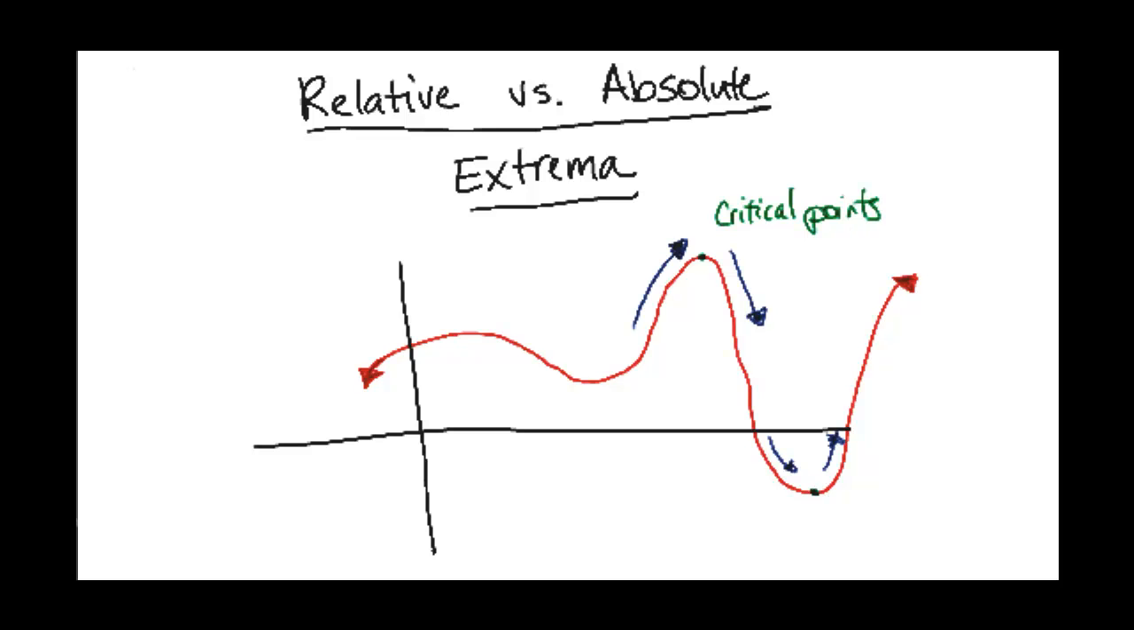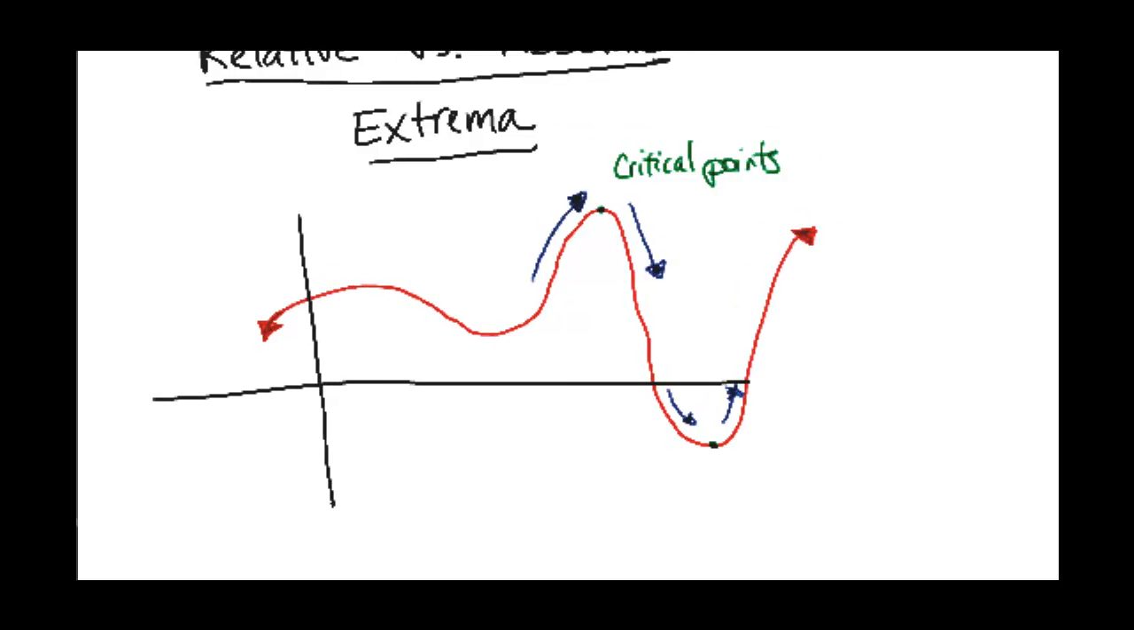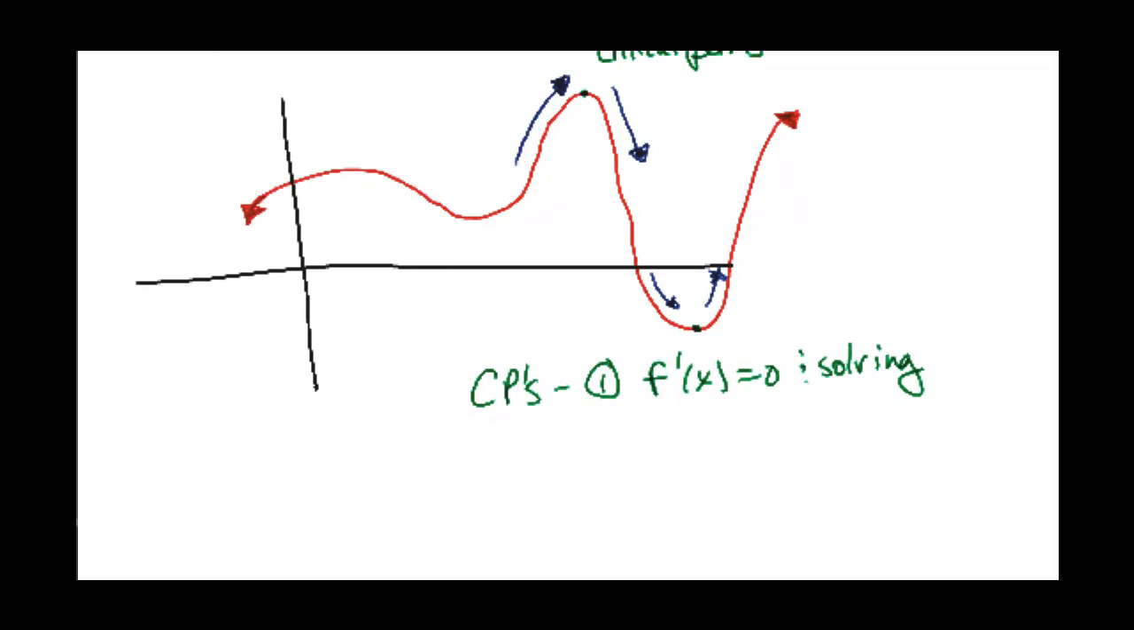And you find your critical points a couple of ways. This is both for relative and absolute extrema. One way is by finding the first derivative and then setting it equal to 0 and solving. And the other way is by looking at any point that is not differentiable but continuous.